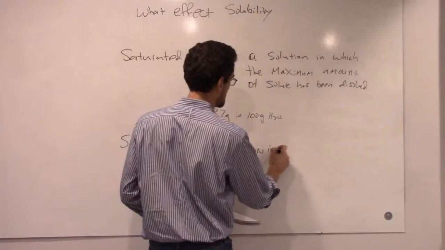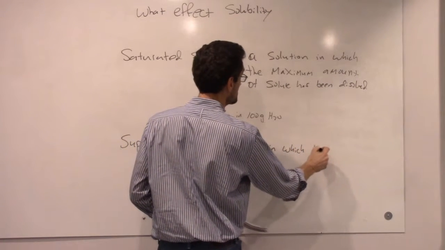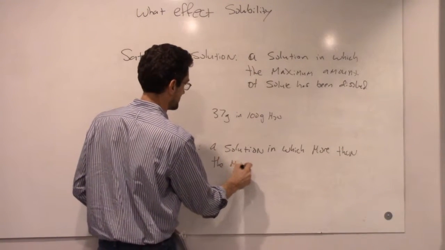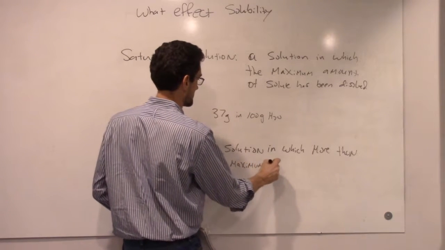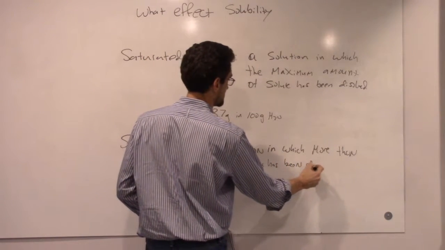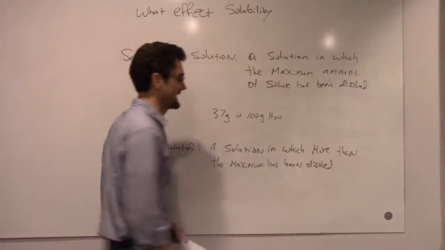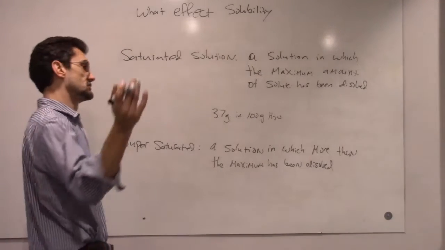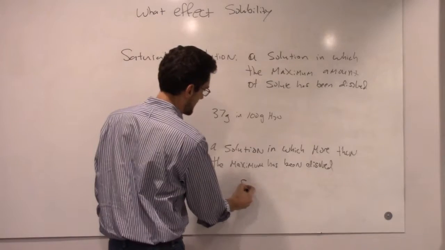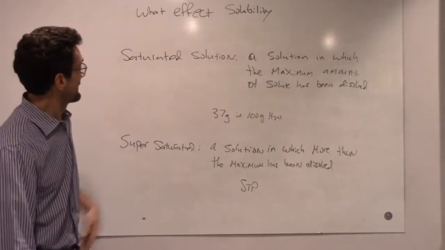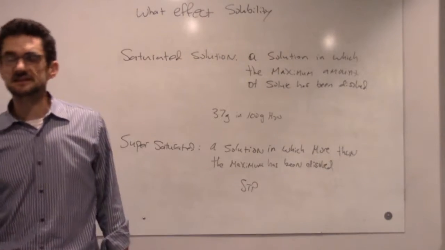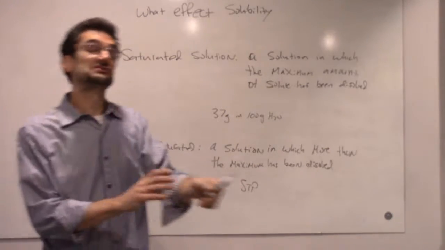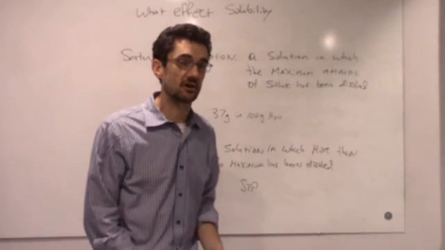A solution in which more than the maximum has been dissolved. Oh, how on earth can I have more than the maximum? Well, the key lies in the hint that I gave you a little bit ago about standard temperature and pressure, right? The solubility is measured at standard temperature and pressure. So if standard temperature and pressure is adjusted, you can actually get more solute into it.